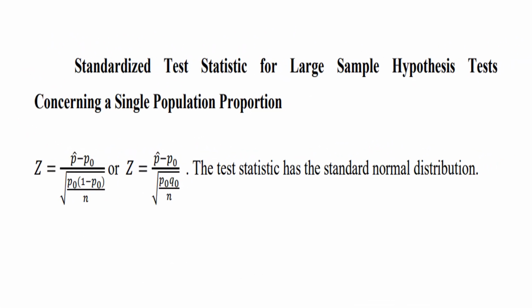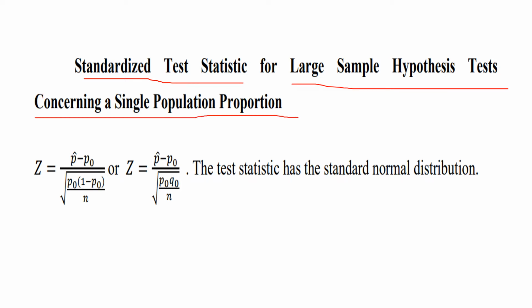So for this slide, the standardized test statistic for a large sample hypothesis test concerning a single population proportion. So your Z now will be equal to your p hat minus your p0. Then for your denominator, the square root of p0 multiplied by 1 minus p0 all over n. Or we can simplify this denominator since q0 plus p0 is equal to 1. So 1 minus p0 is equal to q0.